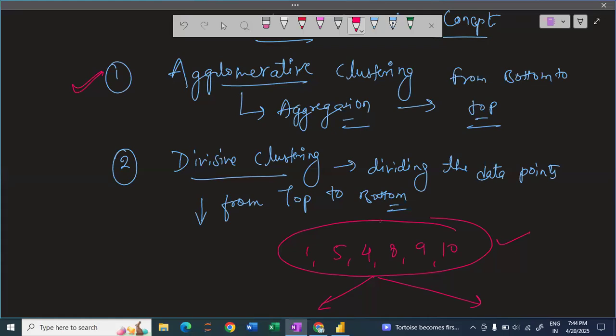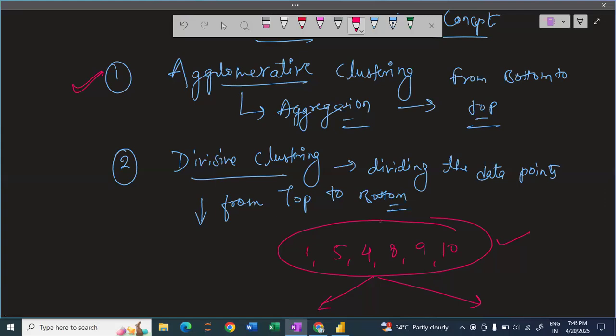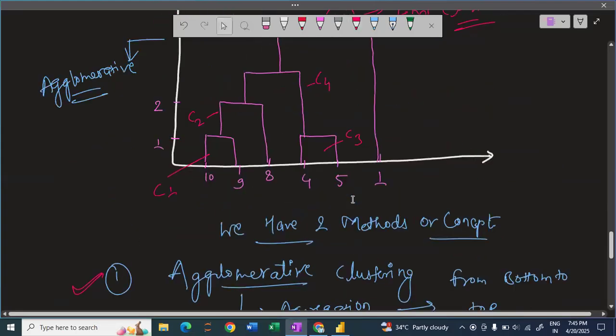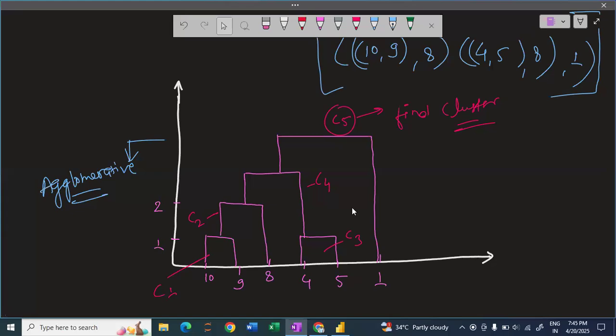But sometimes if your data is very simple and basically not hard to understand, then we will apply divisive clustering. But usually we apply agglomerative for better clustering. Now tell me if you are getting this point. Yes, yes. Divisive, agglomerative, right?